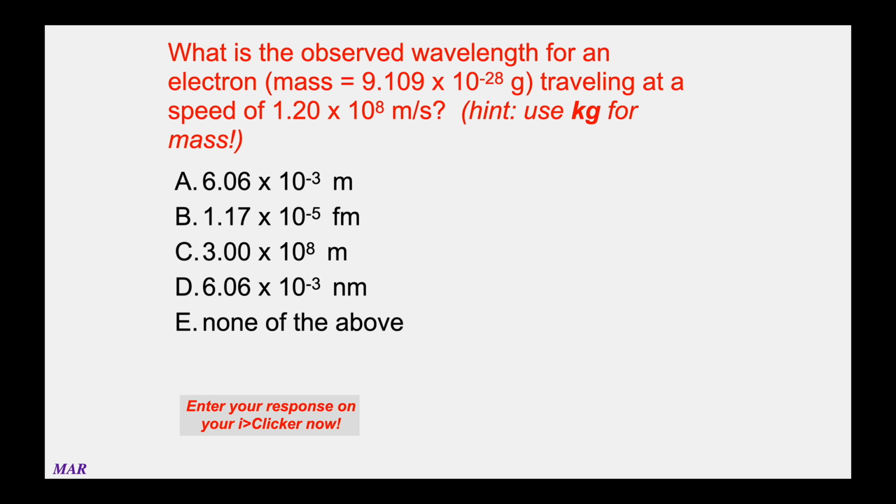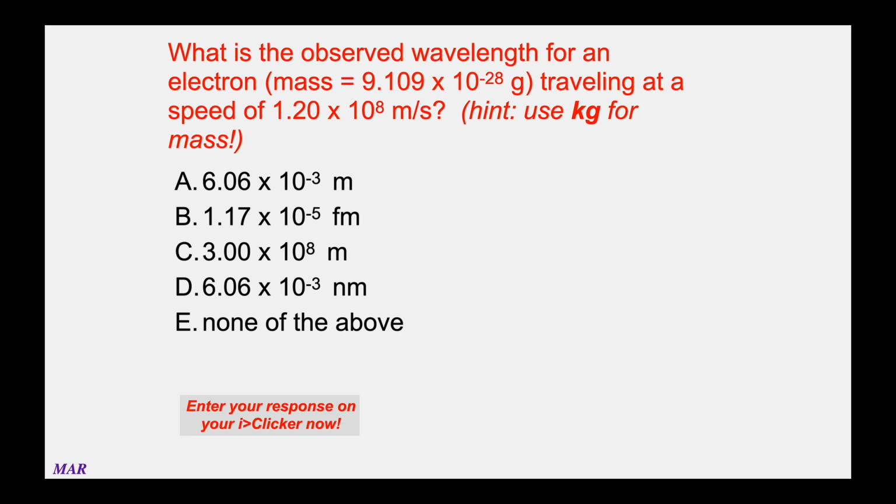This question states, what is the observed wavelength for an electron traveling at a speed of 1.20 times 10 to the 8th meters per second? Now, first of all, this is about wavelength, but this isn't like the wavelengths we've been talking about. The wavelengths we've used previously are for electromagnetic radiation. So E equals h nu equals hc over lambda. Those are for electromagnetic radiation.